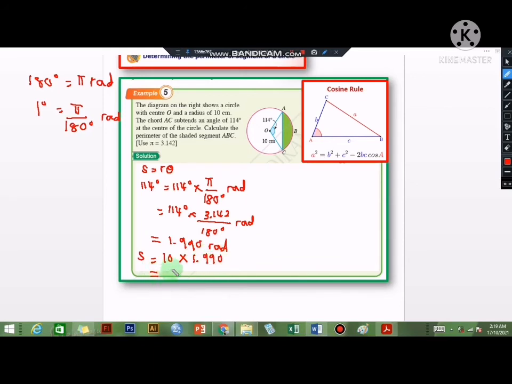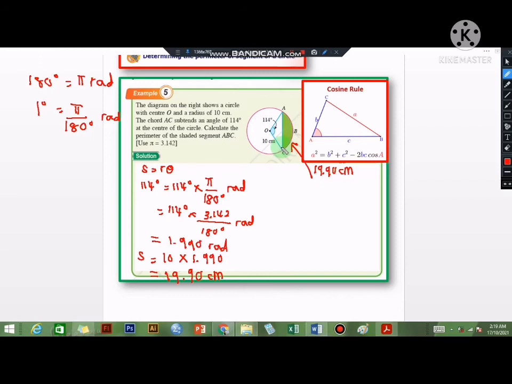So your answer will be 19.90 centimeter. That's it. So we already know the length of arc ABC, which is 19.90 centimeter. Okay, now how to find the length of AC? This one. How to find the length of AC?